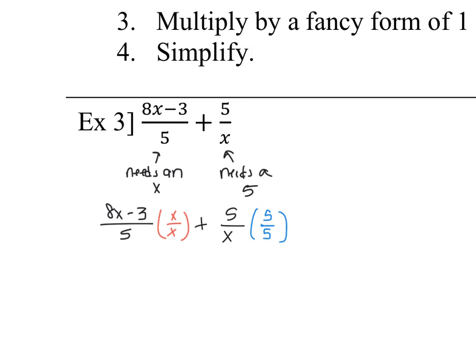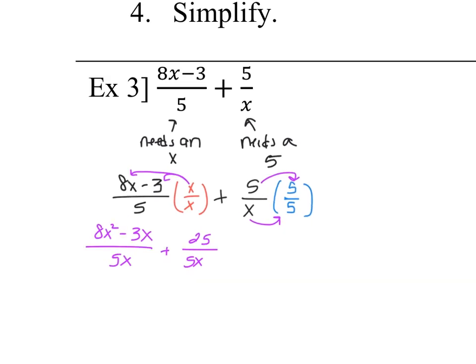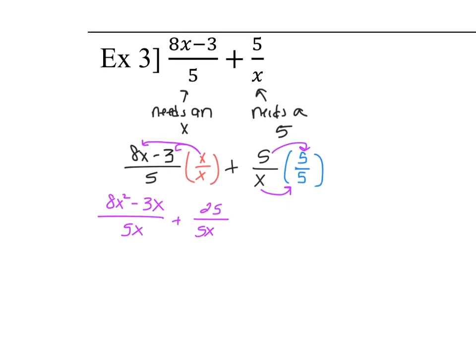Now that we have what we need, let's multiply and make sure that our denominators are actually going to be the same. So this x gets distributed, so we've got x squared minus 3x all over 5x, plus 5 times 5 makes 25, and x times 5 makes another 5x. So now these are in fact the same, so we did do it correctly. We did use the right fancy forms of 1 to make them the same. Now that they have common denominators, we are actually going to just add the numerators. So that's our final step here.